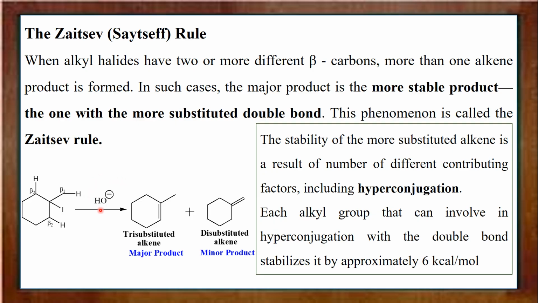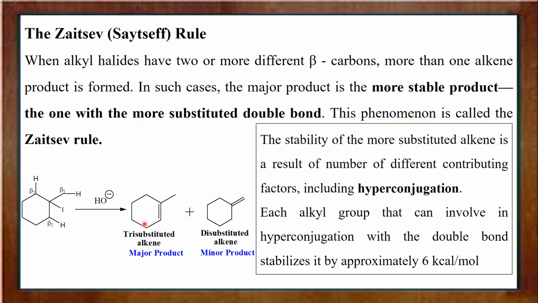So when we add a hydroxide, a strong base, to this alkyl halide, it removes a proton preferably from beta carbon, because that results in the formation of a double bond which is more substituted. This is the major product.